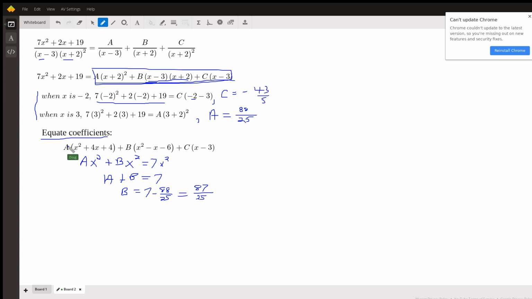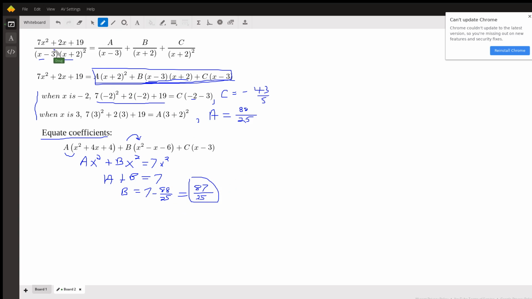If you picture distributing a over the x squared, b over the x squared, those are the only x squared terms you're going to get. So ax squared plus bx squared has to equal the term that has an x squared in it, which is 7x squared, which means a plus b has to equal 7. We already know that a is 88/25, so if I subtract that from 7, I'll get the value of b, and there's the value of b right there.